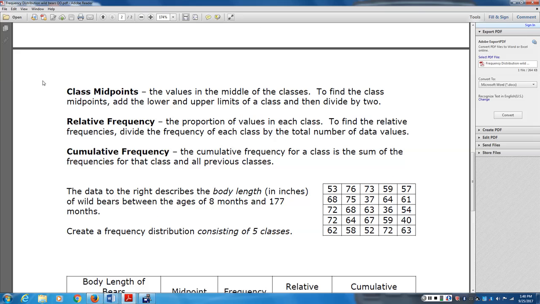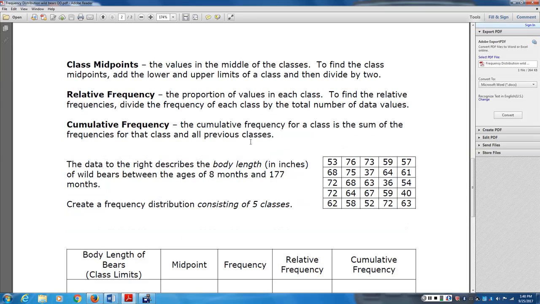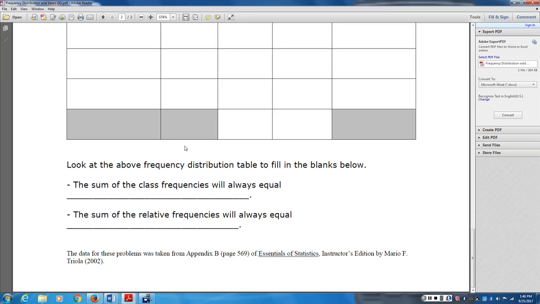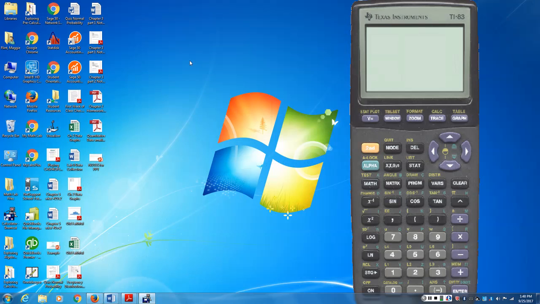And that's a quick summary right there of what all your other definitions are. And then this data is the same bears, but it's their body length. So you want to create a frequency distribution here of also 5 classes. But not 6 this time, only 5. Okay? And then I want you to look at that frequency distribution and fill in the blanks on the bottom. So that'll be in this same file, same folder on Shobi. Okay.